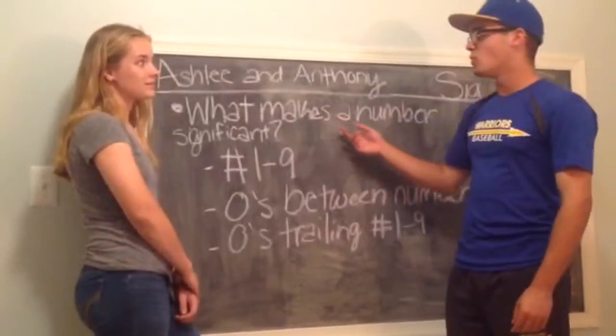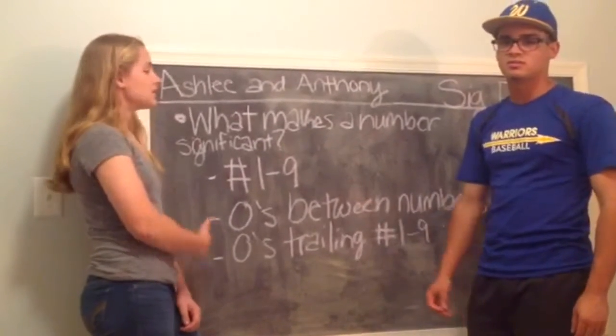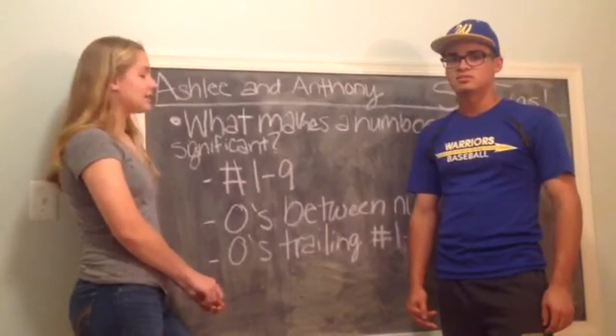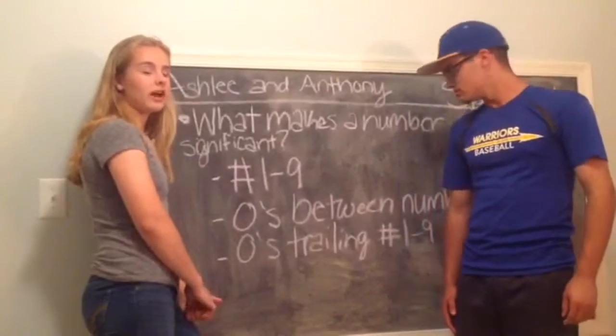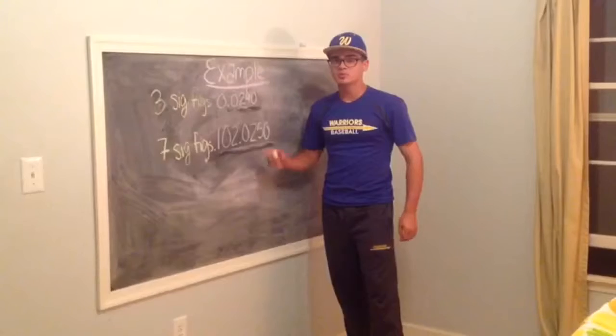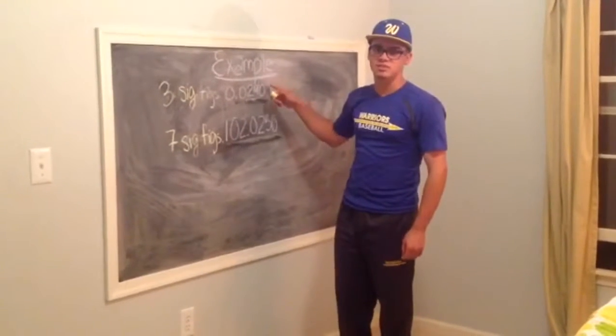First, we're going to discuss what makes a number significant. Digits 1 through 9 are always significant, and zeros are significant when between numbers 1 through 9, or when following numbers 1 through 9 after a decimal point. First, we're going to start off with some basic examples of significant figures.